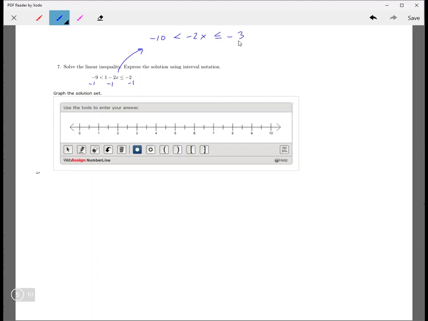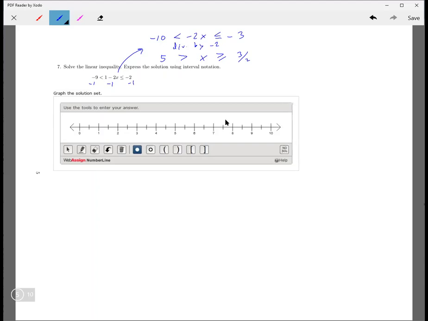Okay, now we're going to divide by -2. So that gives us a 5, that gives us an x, and that gives us 3/2. But since we're dividing by a negative number, you have to flip the direction of the signs.